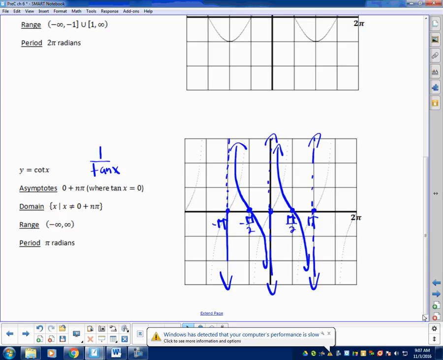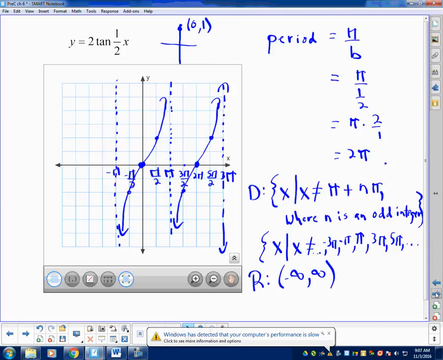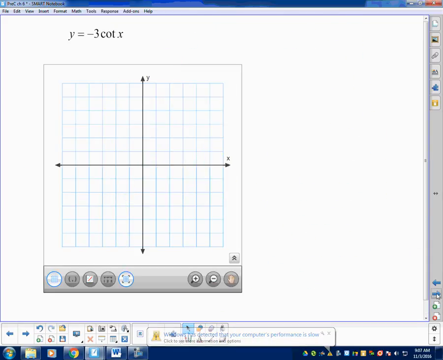So let's do a cotangent graph. We can flip it over to the back page and see if we can apply this. So we've got y equals negative 3 cotangent of x. Negative 3 cotangent of x. What's that negative in front of the cotangent going to make it look like? Yeah, so to look like which graph? But what will be different here is where the vertical asymptotes are located.